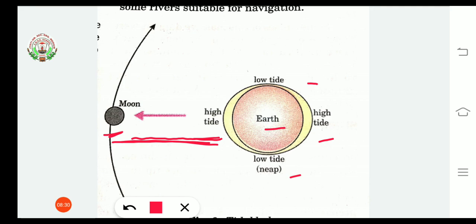So what is being shown here? Because of the gravitational force of the moon, high tide occurs. Okay, one and down, whenever there is no gravitational pull over here, that time it will be neap low tide. I will show one more picture so that you can easily understand.